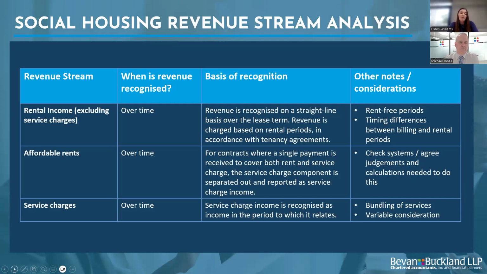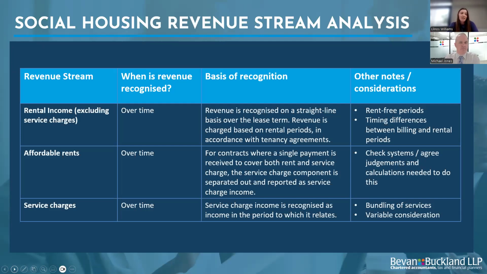However, where a single payment covers both rent and service charges, the components must be separated. The rent element is recognised here and the service charge element goes through the service charge income line. This may require system updates or agreed calculations to ensure the split is accurate and consistent.